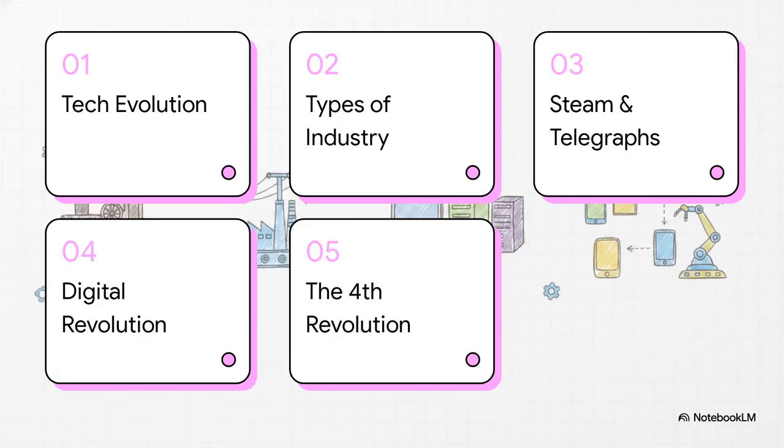So here is our roadmap for today. We'll start with a baseline look at the evolution of technology. Then we'll break down the 4 types of industry. Next, we travel back to steam power and telegraphs before rocketing forward into the digital revolution. And finally, we'll arrive at the present day, the 4th industrial revolution.